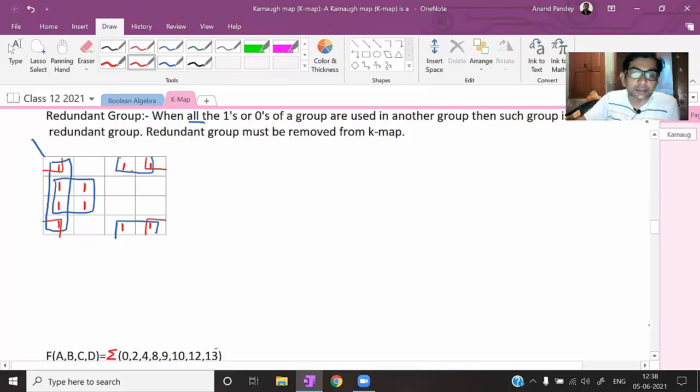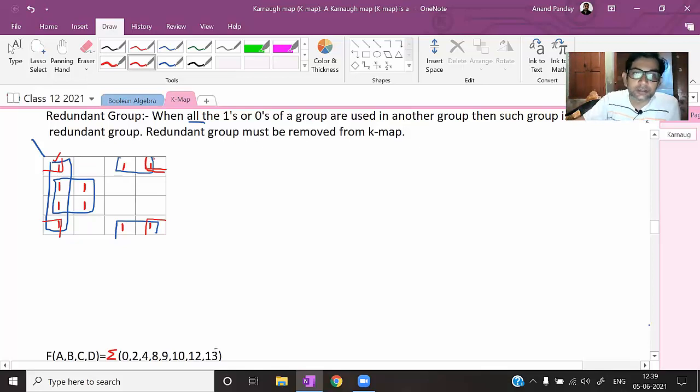Why is it? See, you can see. I'm talking about the quad which I have made using red color. चारों corner को देखो मिला के मैंने quad बनाया. Okay. So all four ones you can see have been used by another group. दूसरे group में use हो चुके हैं. Please check. See, I'm talking about this one by one चलते. This one has been used in this vertical group. देख सकते हो. This one also has been used in this vertical group.